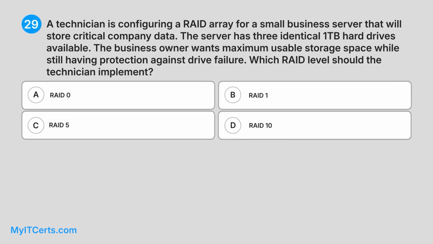29. A technician is configuring a RAID array for a small business server that will store critical company data. The server has 3 identical 1 TB hard drives available. The business owner wants maximum usable storage space while still having protection against drive failure. Which RAID level should the technician implement? A. RAID 0, B. RAID 1, C. RAID 5, D. RAID 10. Do you know the answer?